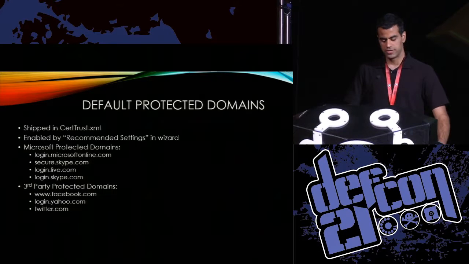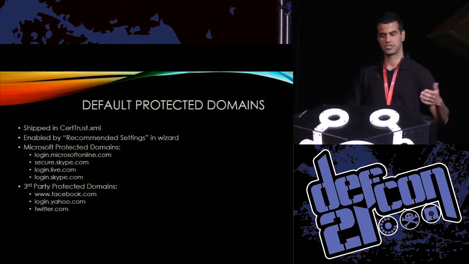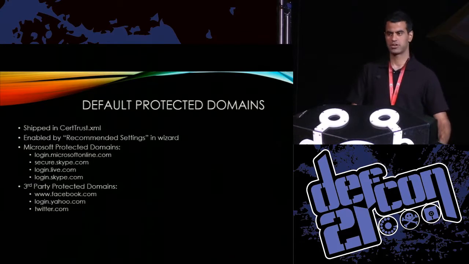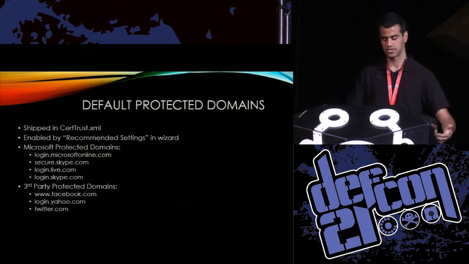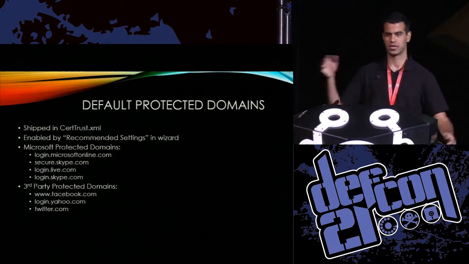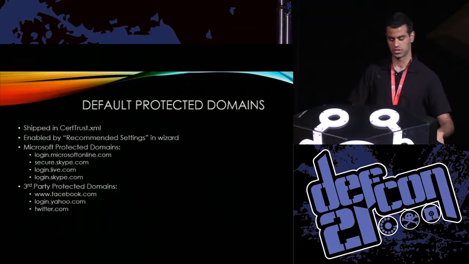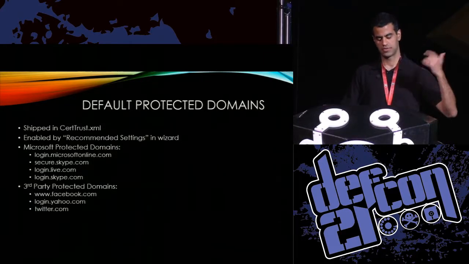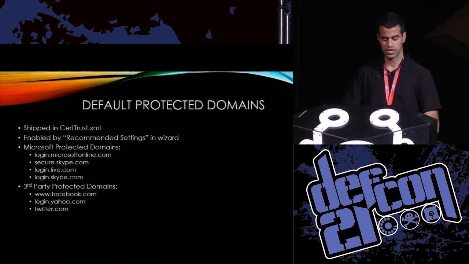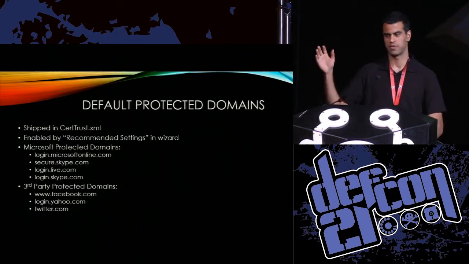So here are some of the default protected domains that ship with EMET. This is in the cert trust.xml. These are both third-party and Microsoft domains and sites. As you can see, Twitter, Facebook, Yahoo. Those are other companies that wanted to cooperate and be in this with us, so shout out to them. These are the various domains that we're pinning to, and this can be configured by the wizard in EMET.